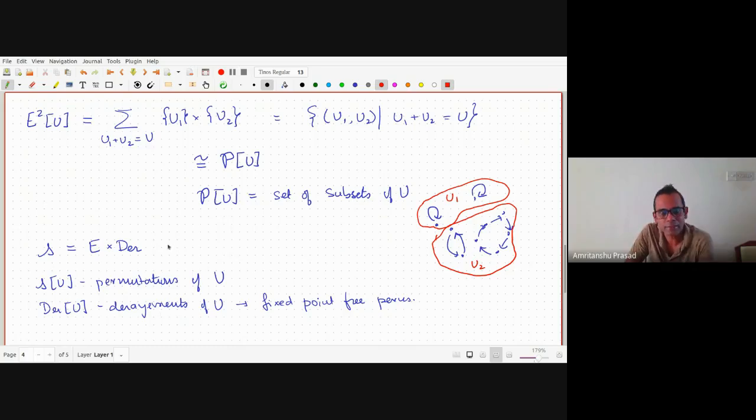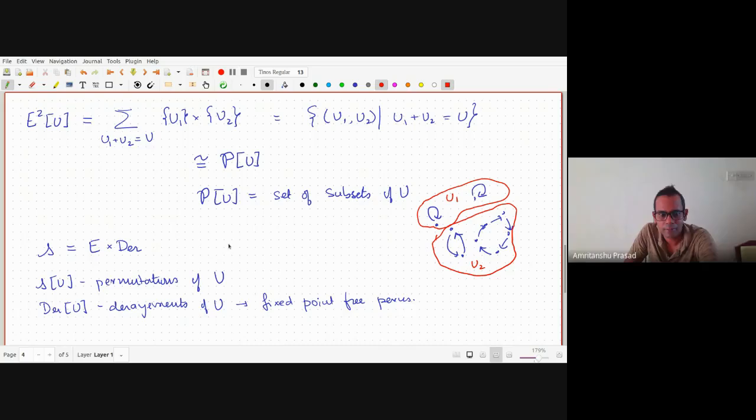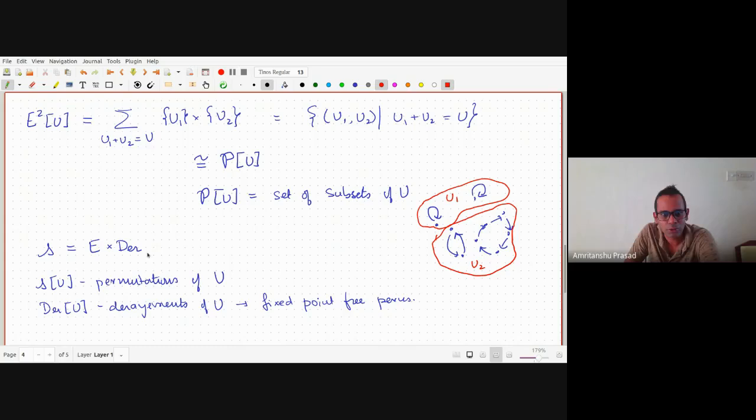Is this clear? Yes. So when you say equality, S equal to E cross D, do we mean they are naturally isomorphic? Yes, they are naturally isomorphic functors. Okay. And what is a natural isomorphism? Did I explain this last time?